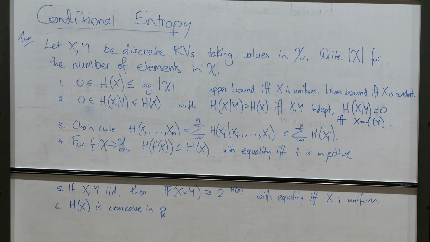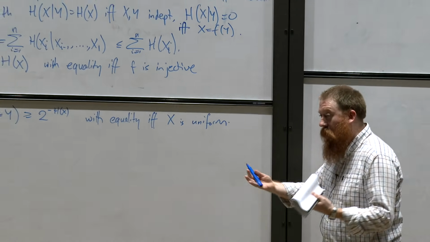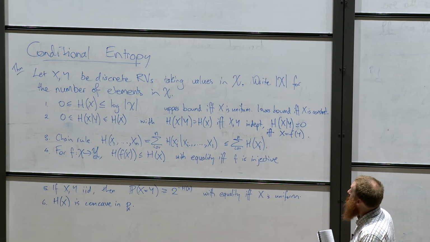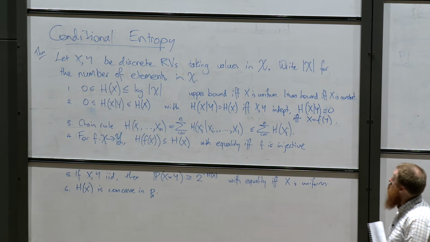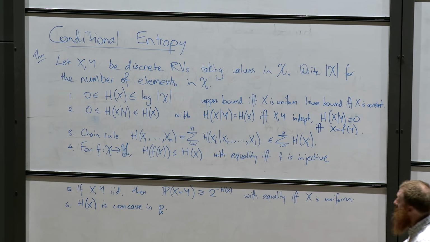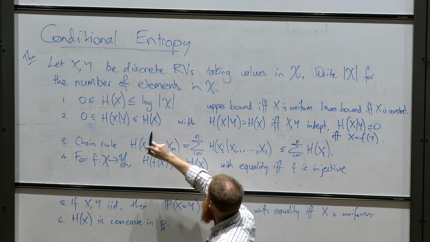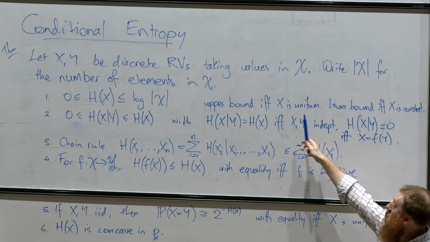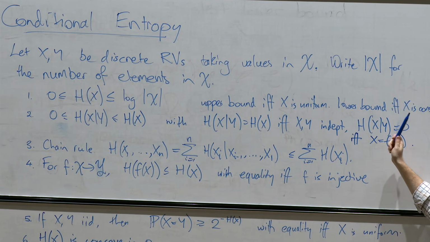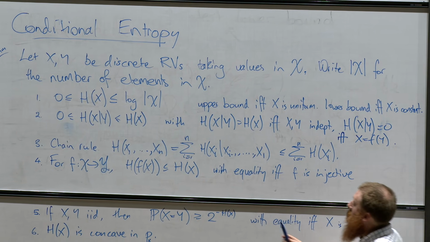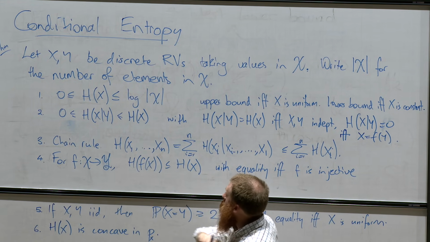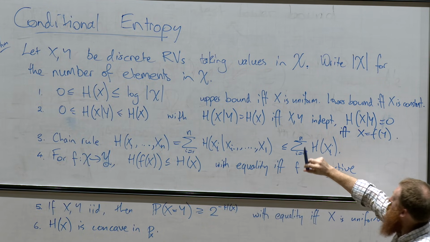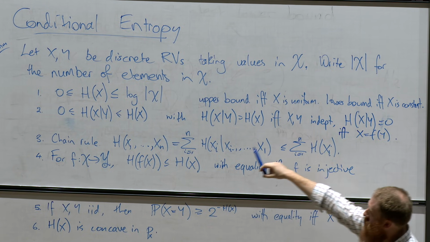So we are trying to prove that if X and Y are discrete random variables, discrete just to make our lives easy so that we're not having to worry about infinite things, taking values in some set X. We write |X| for the number of elements in X. Then the entropy is bounded above by log |X|, where the upper bound is attained if and only if X is uniform. The lower bound is attained if and only if X is constant. We have that the conditional entropy lies between 0 and the unconditional entropy, with equality if and only if X and Y are independent on the upper bound.